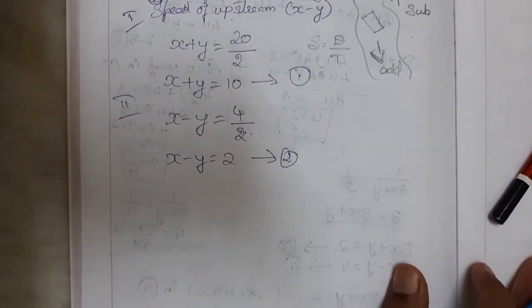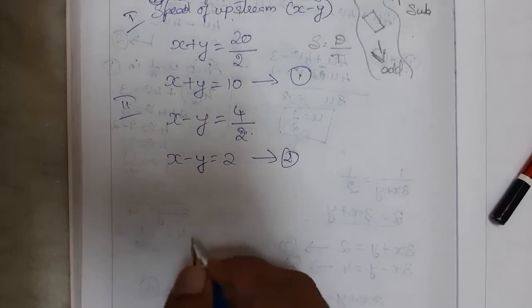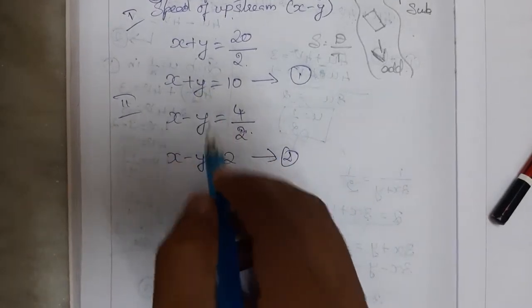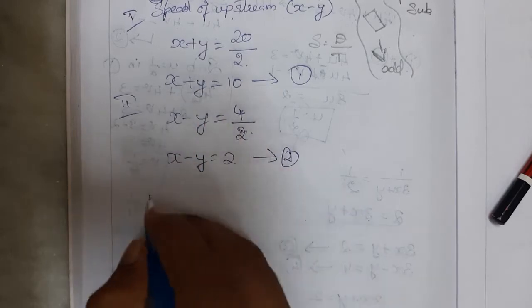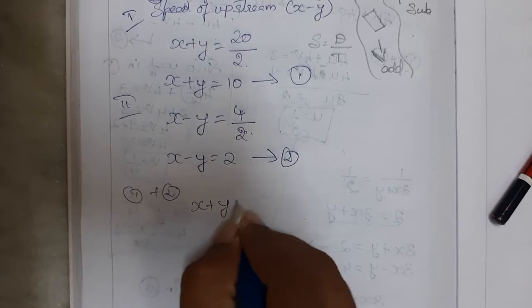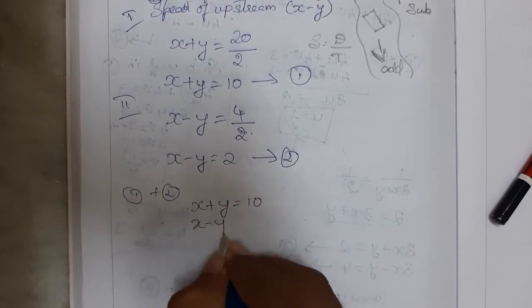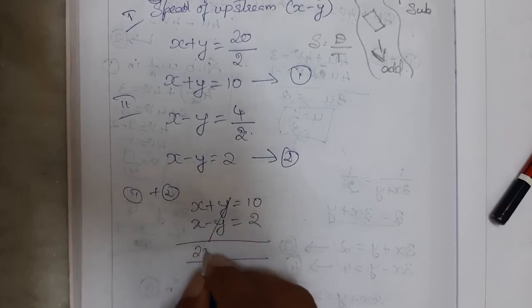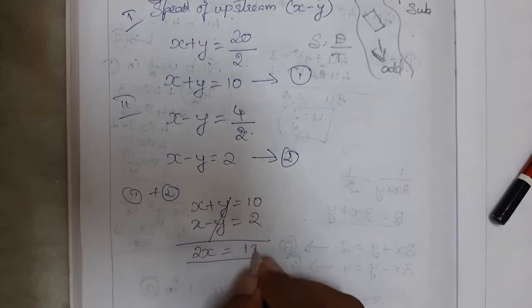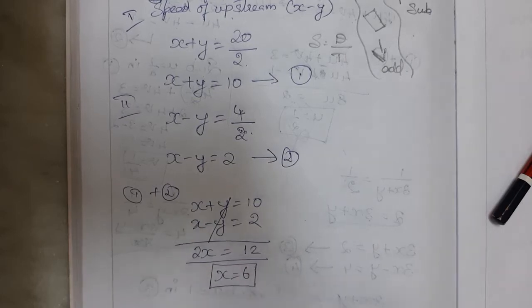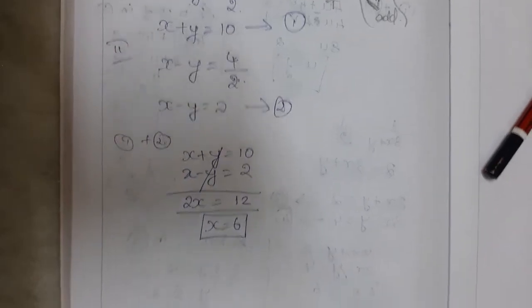So we can use any of the methods. Here I will try with the elimination method. By adding, the y coefficients will be eliminated, the y variable will be eliminated. So adding equations 1 and 2, x plus y is equal to 10, x minus y is equal to 2, by adding, y becomes 0, x plus x is 2x, 10 plus 2 is 12, so x is equal to 6. So speed of the boat rowing is 6 km per hour.